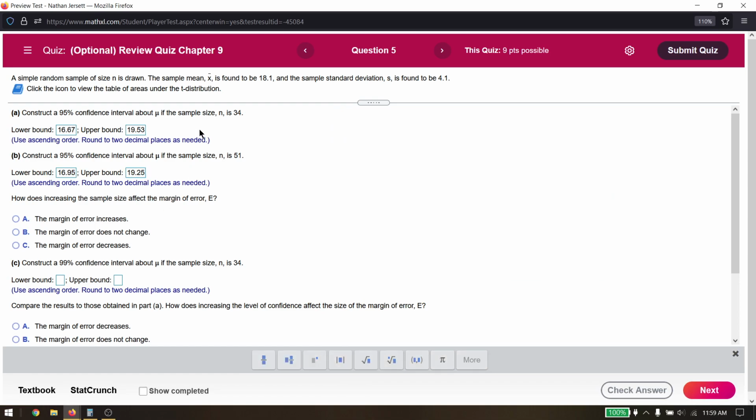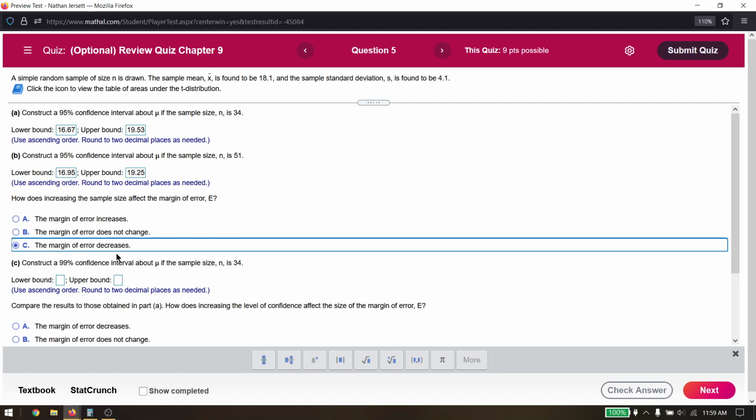Okay, so what we did here is all we did was increase the sample size, and that increased the lower bound, decreased the upper bound. In other words, it shrunk the interval of values. So the margin of error decreased there, became a smaller interval.